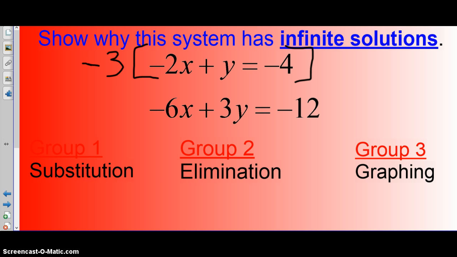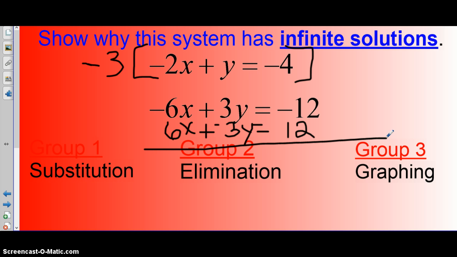We've got negative 3 times a negative 2x is a positive 6x. A negative 3 times a y is a negative 3y. A negative 3 times a negative 4 makes it a positive 12. And if you remember, when we do elimination, we add these equations together.